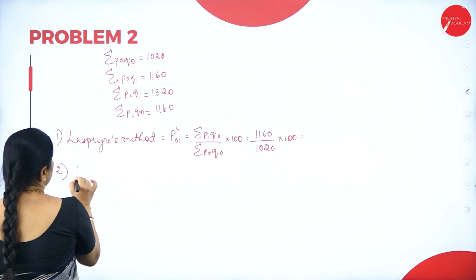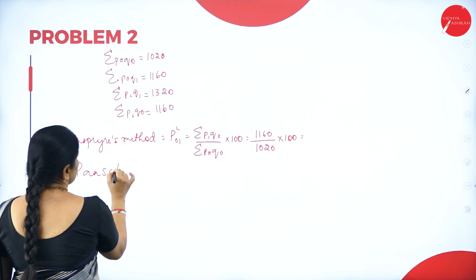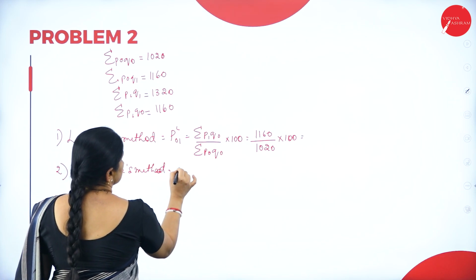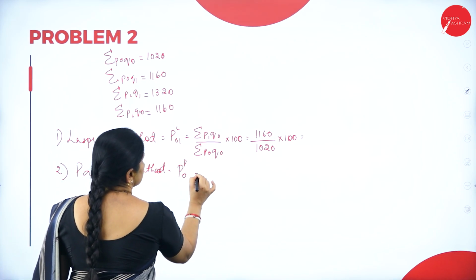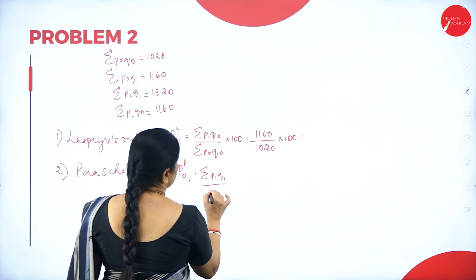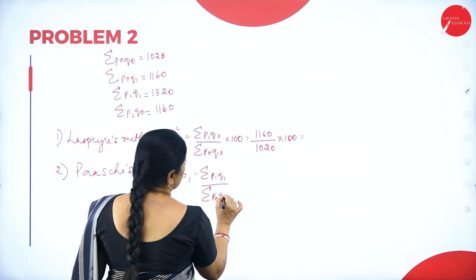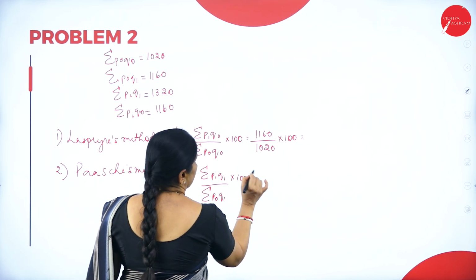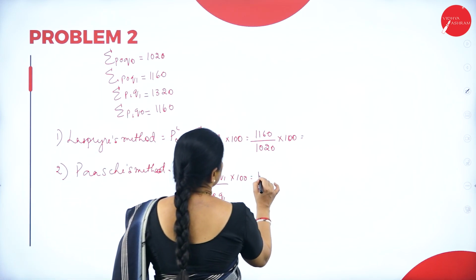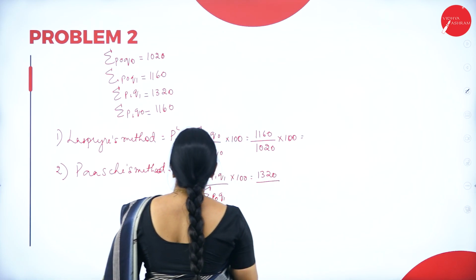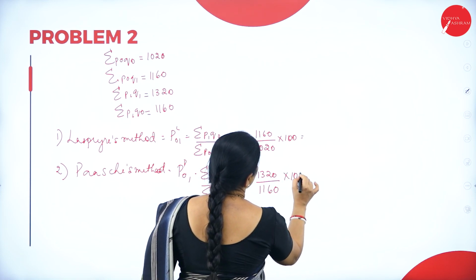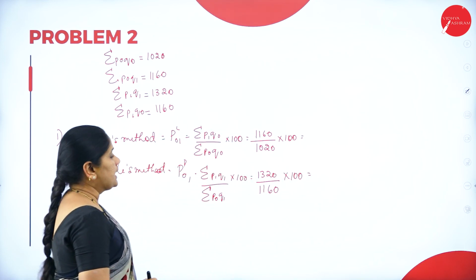Now, the second one is Paasche's method. This will be P01, equal to sigma P1Q1 divided by sigma P0Q1 into 100. What is P1Q1? 1320, divided by P0Q1, 1160, into 100. In this way we calculate.